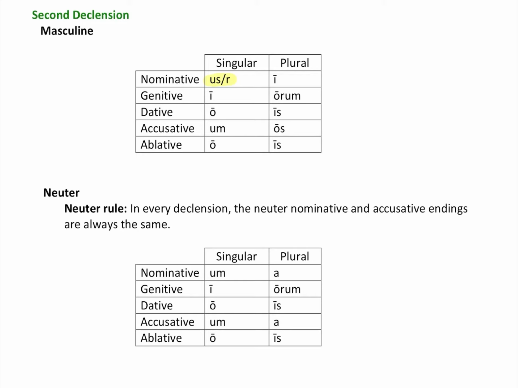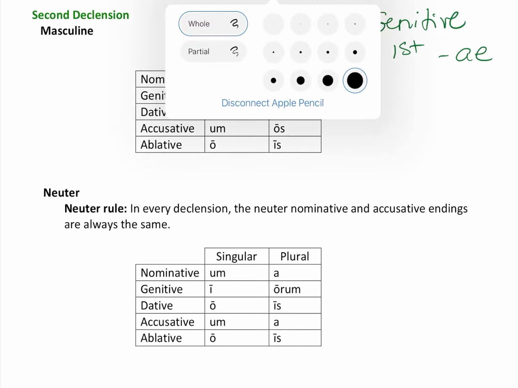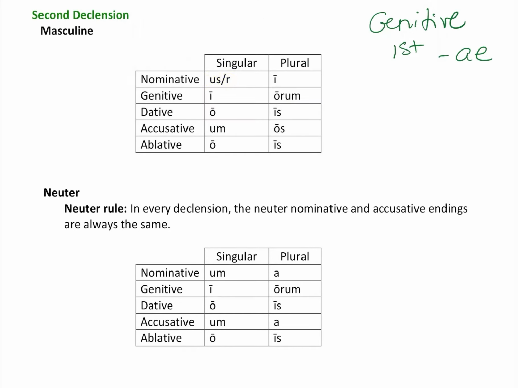So if you remember, to find the noun stem, you go to the genitive, and in first declension, that ending is AE. If you notice, in second declension, that ending is I for masculine and I for neuter. So it doesn't depend on gender, it depends on declension. So first is AE, and second declension, no matter the gender, it's I, and that's how you identify what declension you are in.